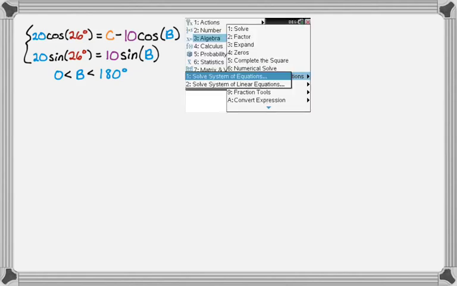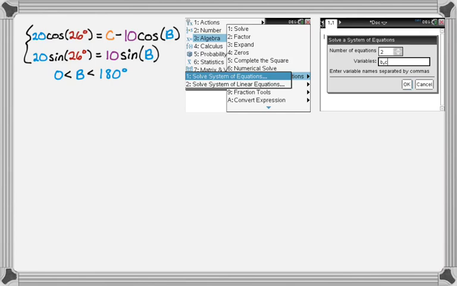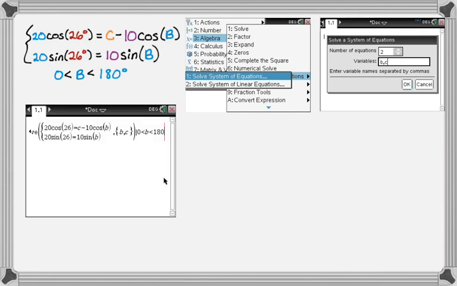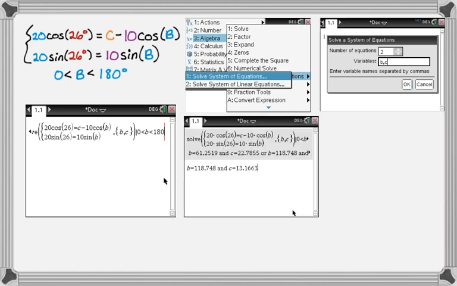So I did menu 3.7 to solve system of equations. I told the calculator that there were going to be 2 equations, and my variables are going to be b and c. I typed it all in, and at the end, so I kind of scrolled over to show you this, I did such that b is between 0 and 180. You definitely want to do that, otherwise you get some weird looking answers. So I'm limiting it so that b can only be between 0 and 180. You're not going to get any generalizations that way. And then I had it solved.